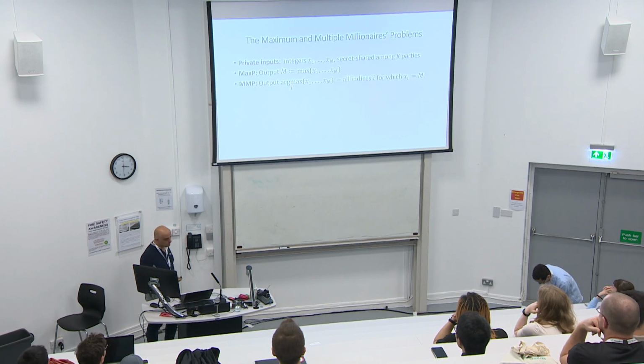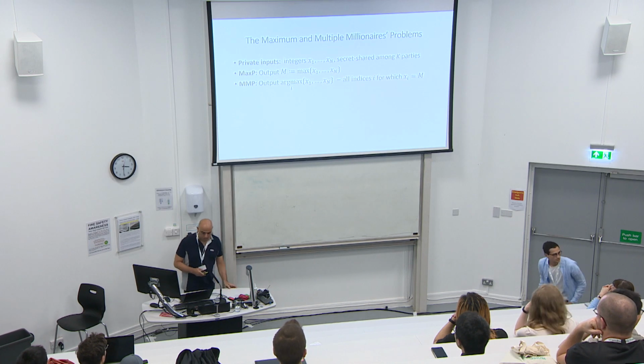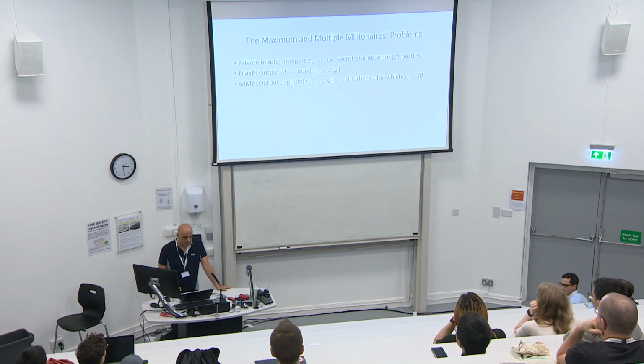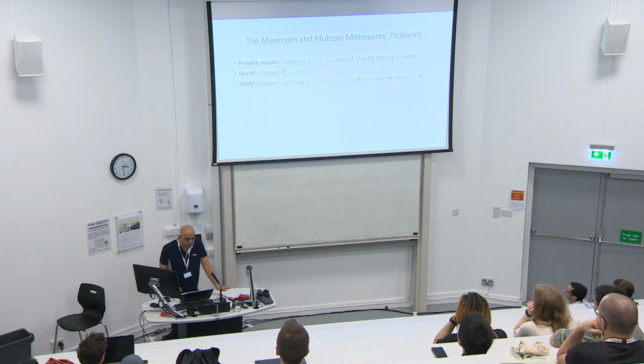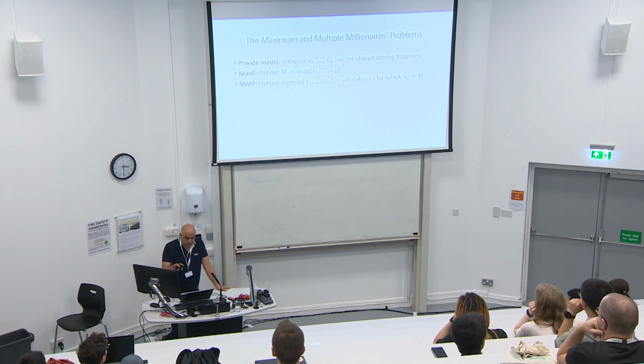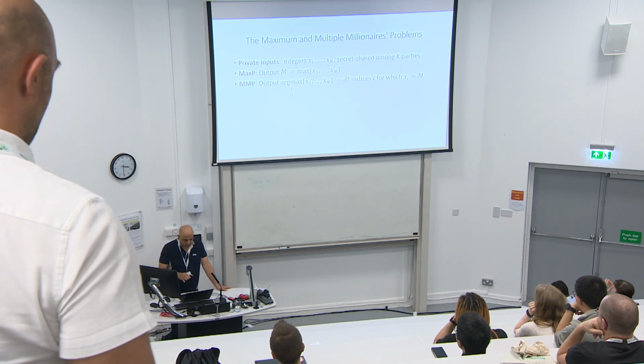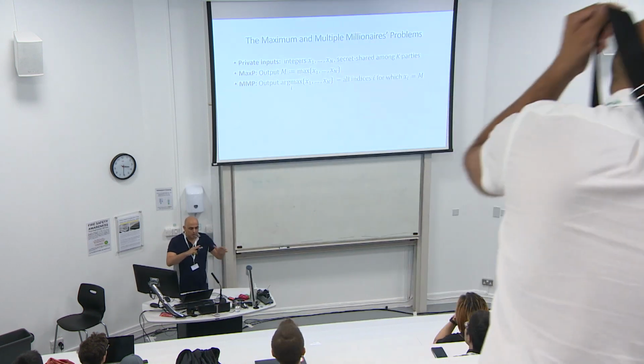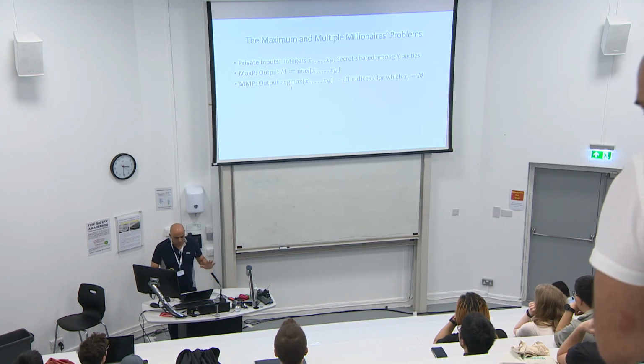Okay, so we are going to speak here about two very fundamental problems called the maximum problem and the multiple millionaires problem. In both problems, the inputs are private integers x1 to xn, and let's assume for the sake of the discussion that they are secret shared among k parties, even though it is not a limiting assumption for our case. This is just so we have some ground to stand on.